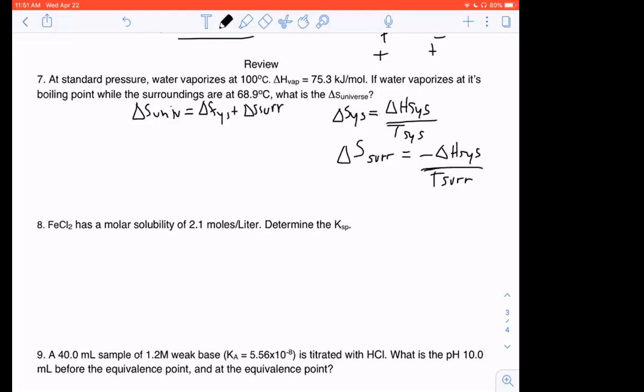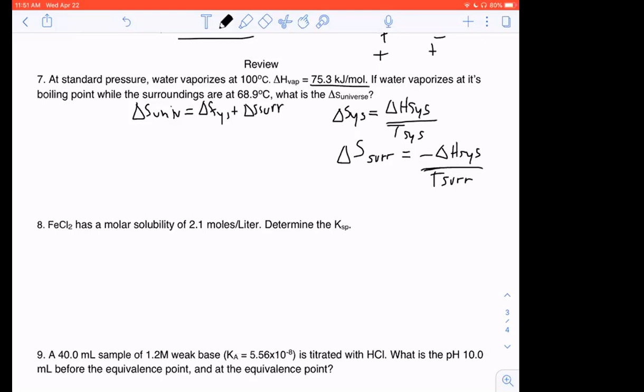Okay, so thinking about it, some of you are getting it right, some are off by a little bit. But all you're going to have to do for this then, so delta H of the system is basically also going to equal, in this case, delta H of vaporization. So whatever the process is happening, that is the delta H that goes with it. So in this case, delta H of the system is just going to equal 75.3 kilojoules per mole.